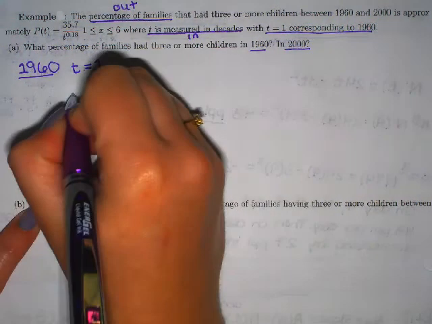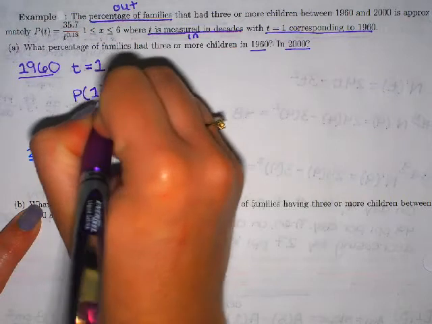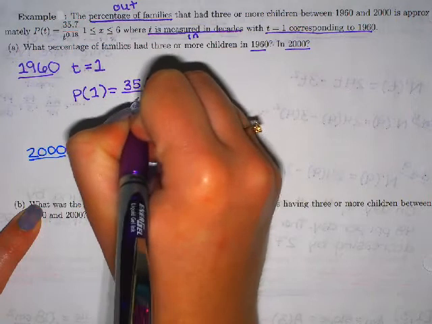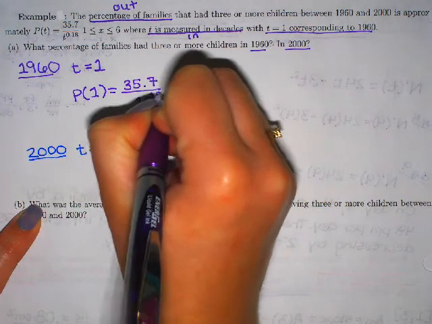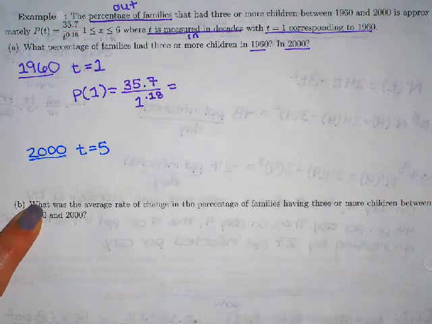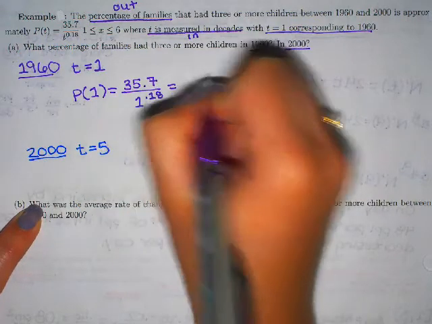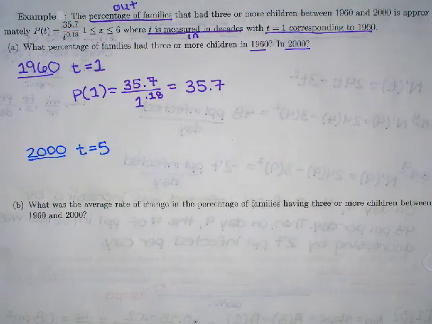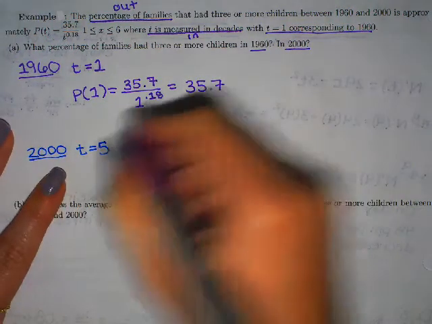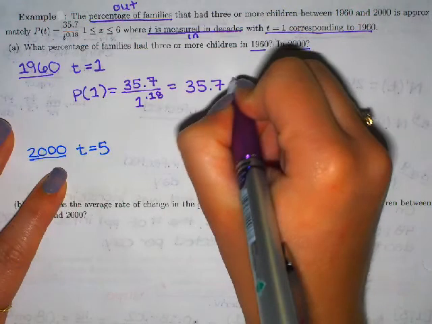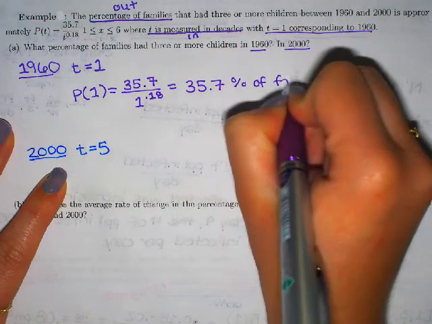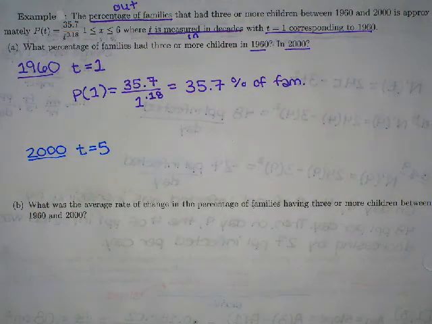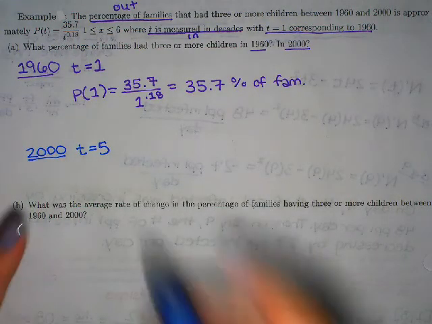So we're going to plug in T equals 1 first into the original. So we have P of 1 is 35.7 over 1 to the 0.18. Well, 1 to any power is always 1. So 35.7 divided by 1 is just going to be 35.7. What's our units on this? It's the original, so it only has 1 unit. And our output for the original is percent of families. So about 36% of families had 3 or more kids in 1960, which is a lot.